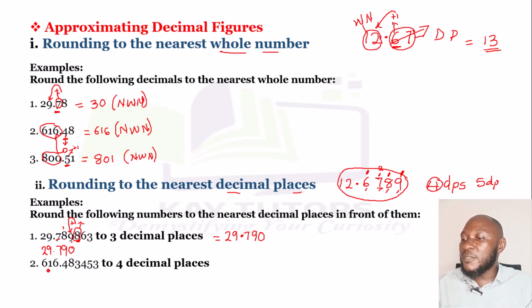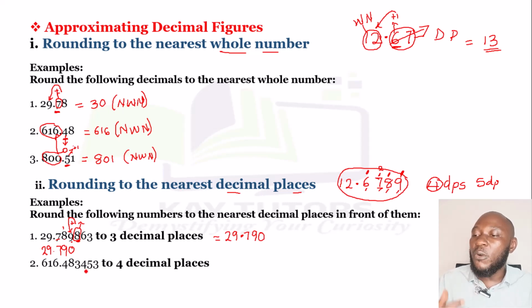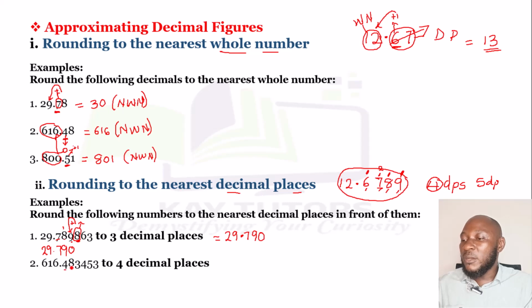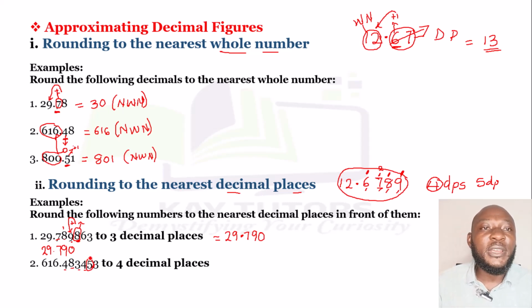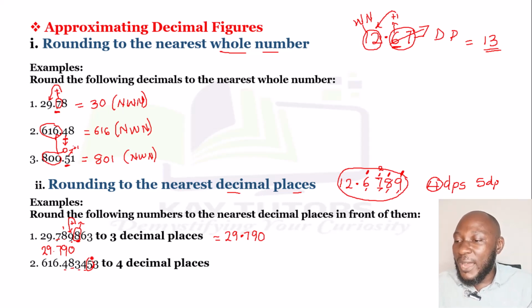Here we have 616.483. You're rounding this number to the nearest 4 decimal places. So let's count the decimal places here. We have 1, 2, 3, and 4. So our judgment will be on the 5th digit. Okay, so let's ask ourselves again the intelligent question. Is 5 greater than 4?